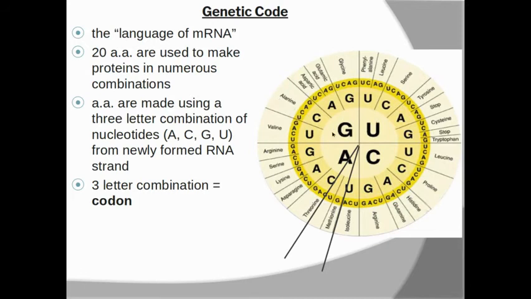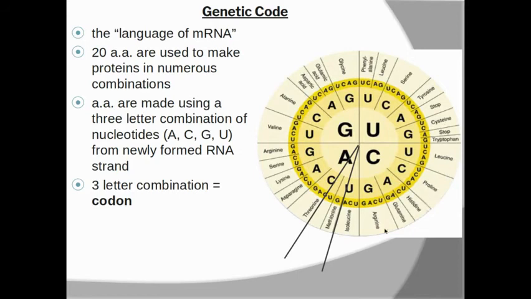So the first base in the sequence, the second base in the sequence is that middle yellow color, and the third base in the sequence is found in that narrow dark yellow band there. And the amino acid is identified on the outside. You'll notice that there are stop codons in here.